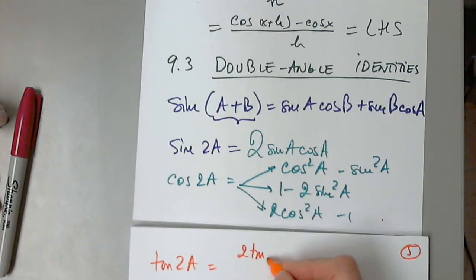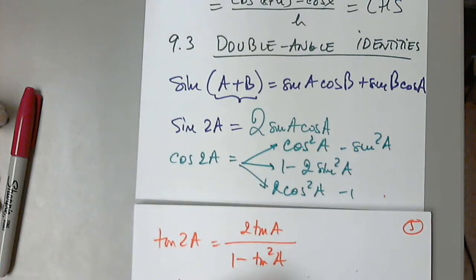So we have 2 tangent A over 1 minus tangent squared A. Let me write the formula so you see where it's coming from. So we had tangent A plus B, which was tangent A plus tangent B over 1 minus tangent A, tangent B. So tangent A plus tangent A is 2 tangent A. Tangent A times tangent A is tangent squared, and 1 is 1.